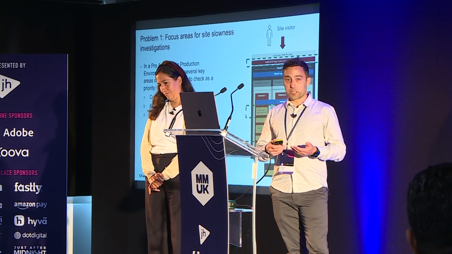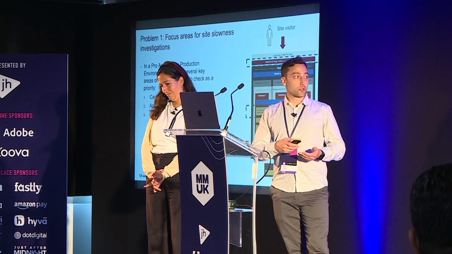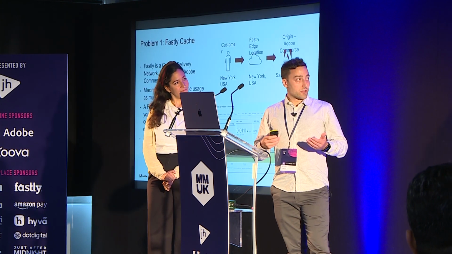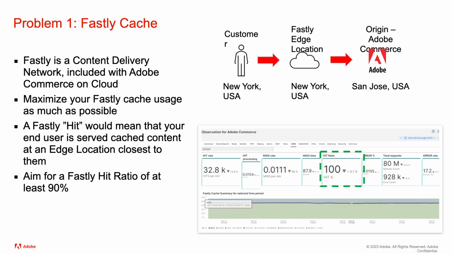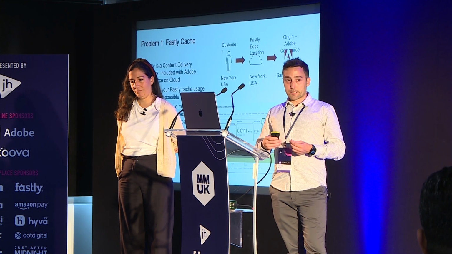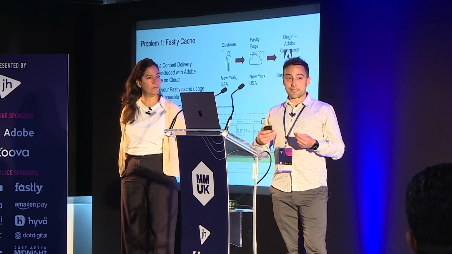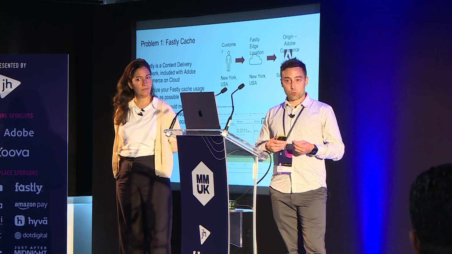What we have figured out is that one of the main points that you should check when you start your investigation of an issue is probably the cache, so Fastly. So what is Fastly? Fastly is a content delivery network which is included in all Adobe Commerce on cloud accounts. Fastly has a network of edge locations that are caching locations. The request is served by the edge location that is close to you.